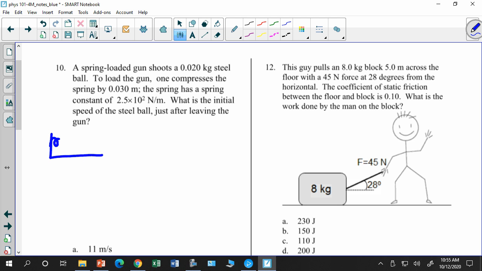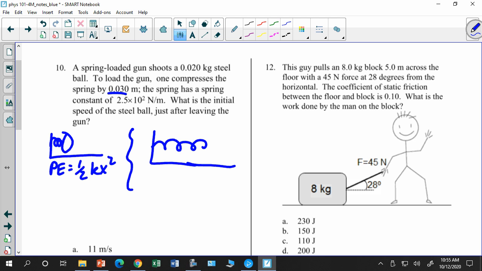So in my initial state, I have it that looks like this. I know that my compression is 0.03 meters, and so the potential energy is equal to 1/2 times k times x squared. And then in the final state, this spring has stretched out to x equals 0, and the ball is now traveling with some velocity v. And so now this object has a kinetic energy equal to 1/2 mv squared.